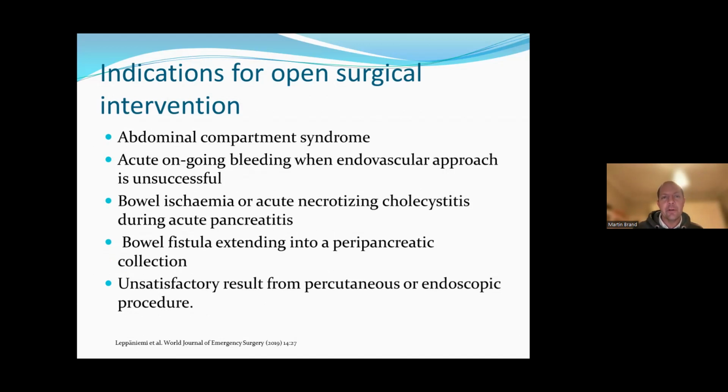So I think we've spoken about abdominal compartment syndrome. Acute ongoing bleeding from an endovascular approach is not usually in the acute phase. It's usually patients who've developed pseudoaneurysms, so usually patients who've had it for a while. So I would agree with that, if you're lucky enough to be able to intervene with an open procedure in these patients and that they can survive. The bowel ischemia and acute necrotizing cholecystitis, again, that's usually the acute phase.